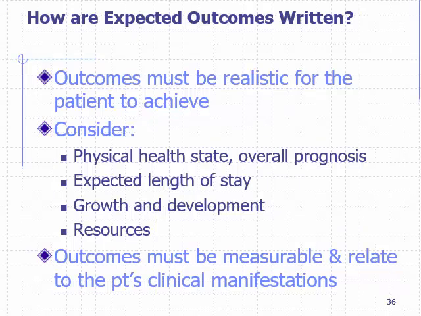You don't want to have the patient managing their diabetes if they're only in the hospital for 3 days. That's definitely a much longer goal. You want to take into account the growth and development level of the patient. Are they able to do what you want? And what resources are available to the patient to be able to continue in health promotion once they leave the hospital? Outcomes must be measurable and they must relate to the patient's clinical manifestations. I've emphasized that a few times. So do you think that might be a little problem sometimes in nursing care plans? Yes. So don't forget it, okay?